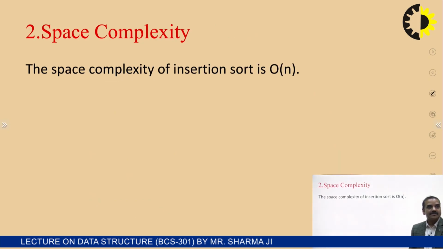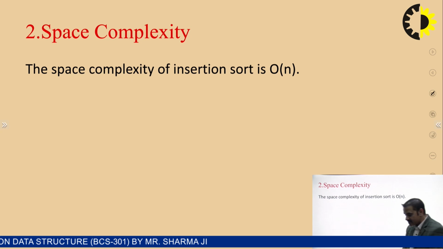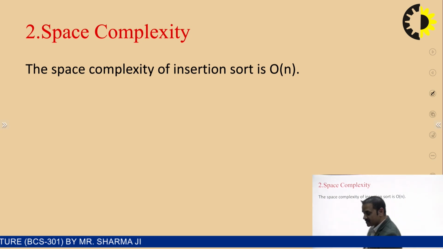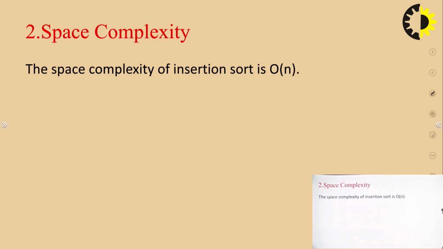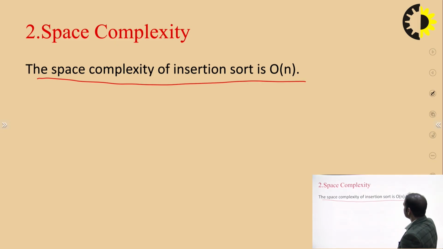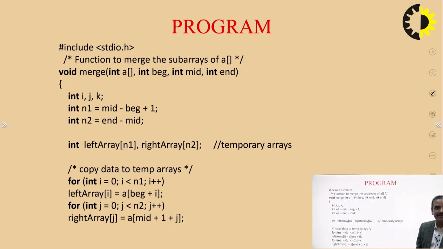The next one is space complexity. As we discussed in previous slides, complexity is of two types. The first one is time complexity, which depends on the number of instructions, and the second one is space complexity, which depends on the number of variables. Here, the space complexity of the merge sort algorithm is order of n log n. This is the main complexity, which depends on the number of variables.